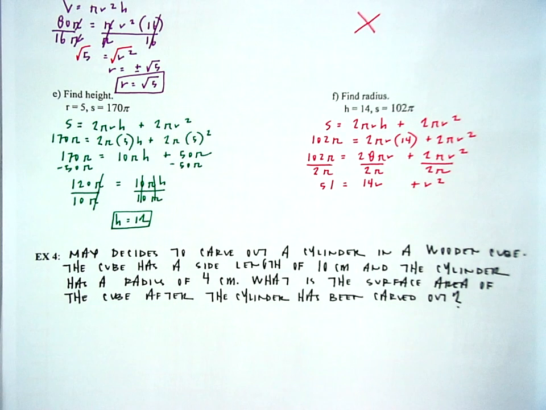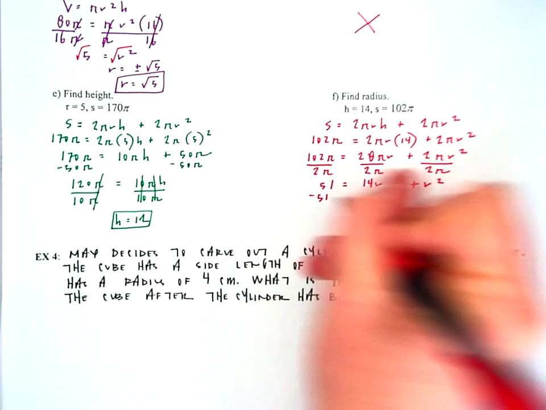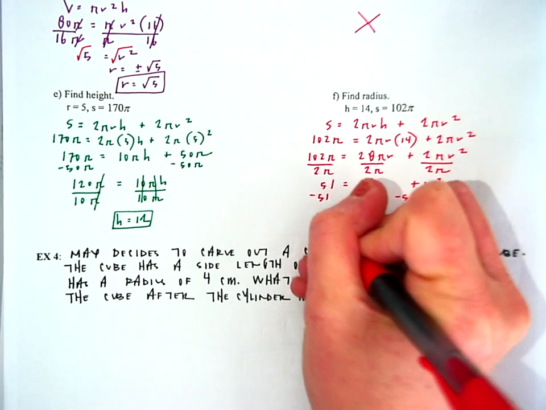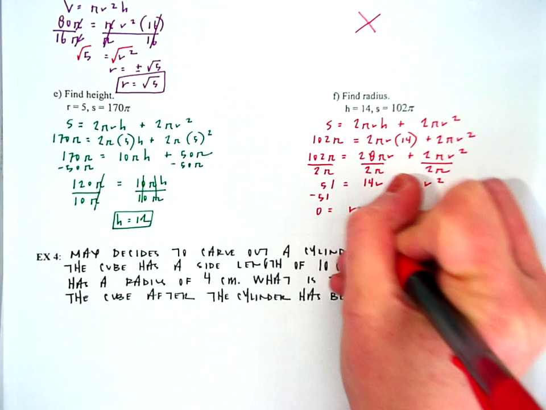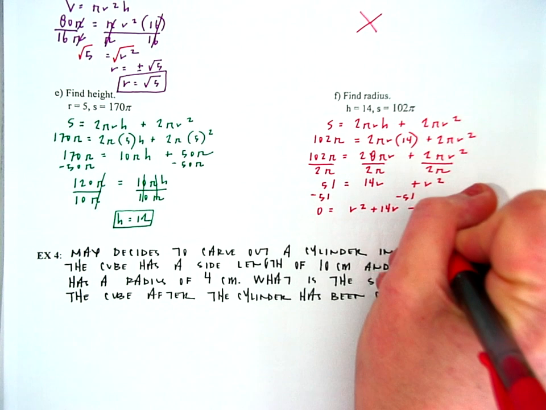So now that I've divided every term by 2 pi, I see a quadratic equation. I need to have it set equal to 0 before I can try to solve it. So I'm going to take away the 51 from each side. So 0 equals r squared plus 14r minus 51.